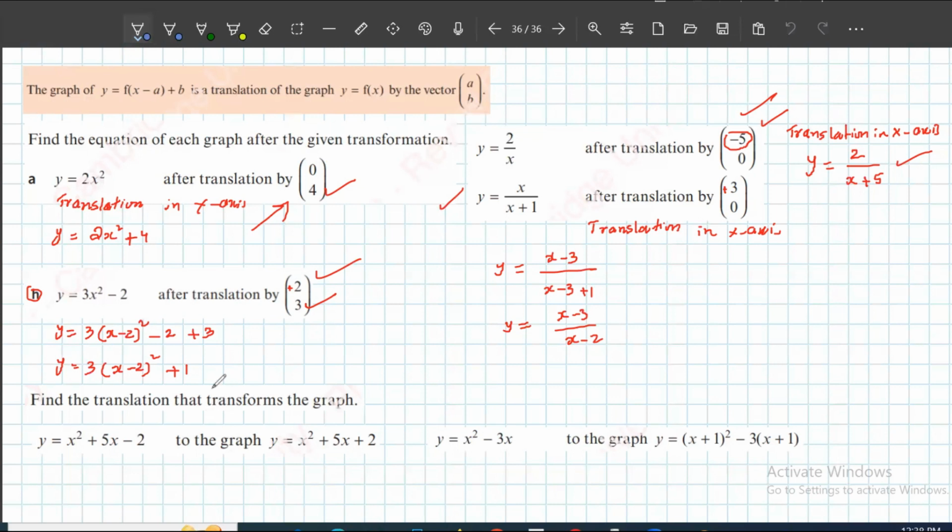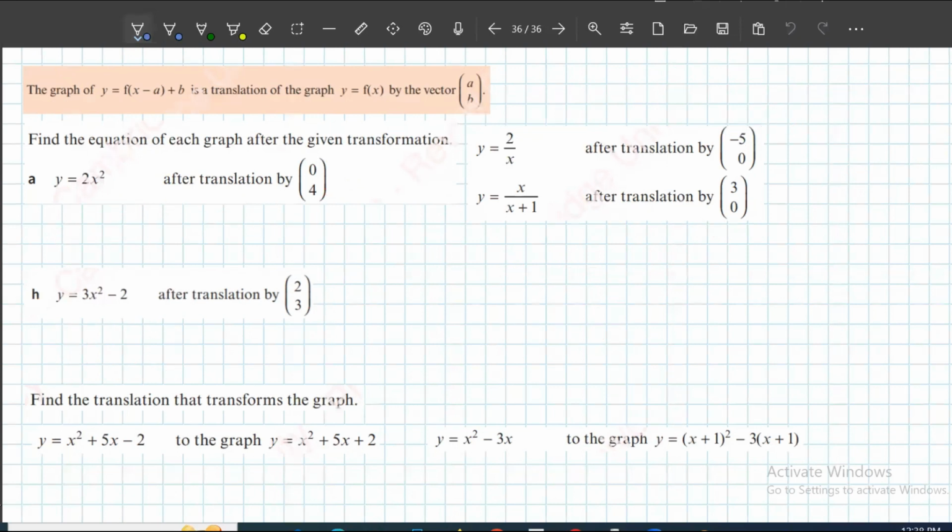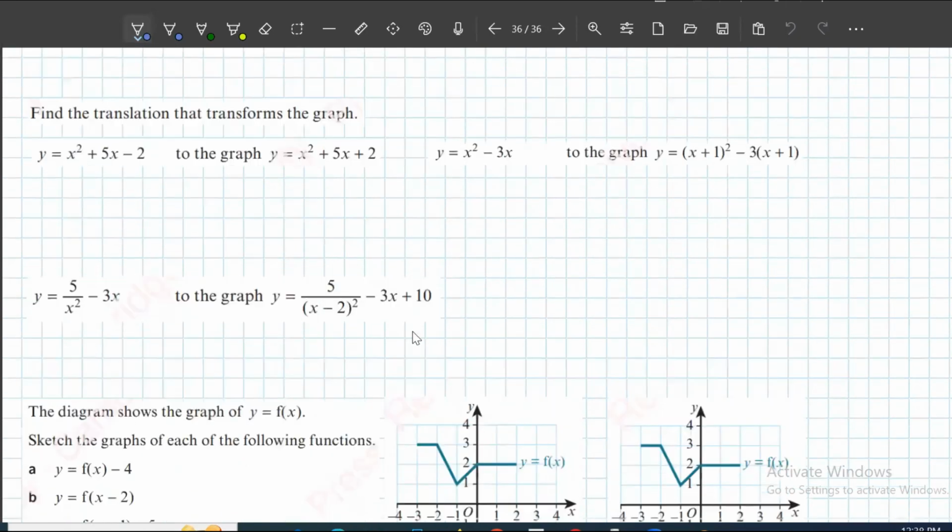Now the equations are given after transformation. We will try to find out what type of translation vector was applied. Let's see. Find the translation. Which type of translation is it, along the x-axis, the y-axis, or along both? We will try to figure it out.